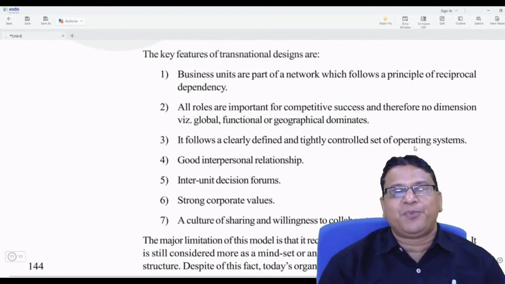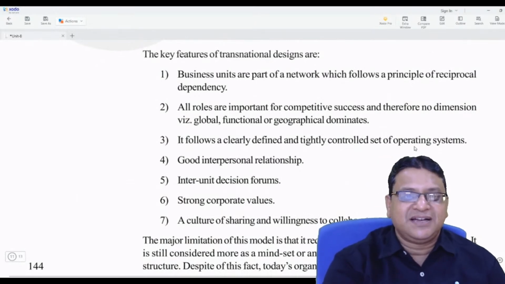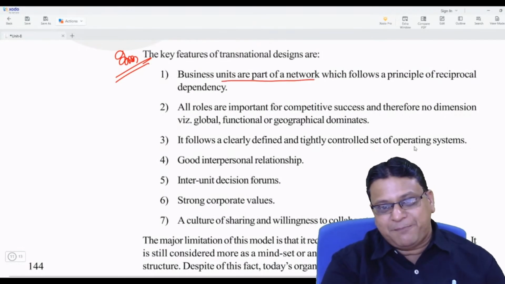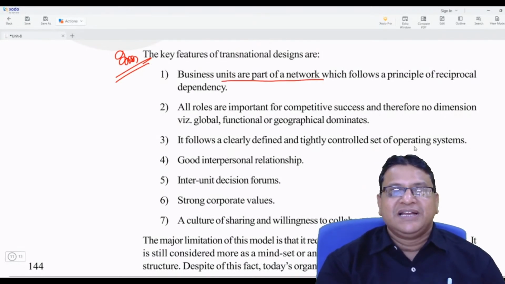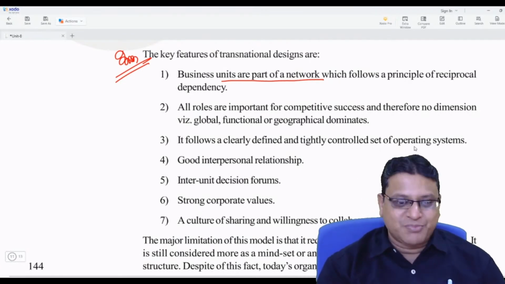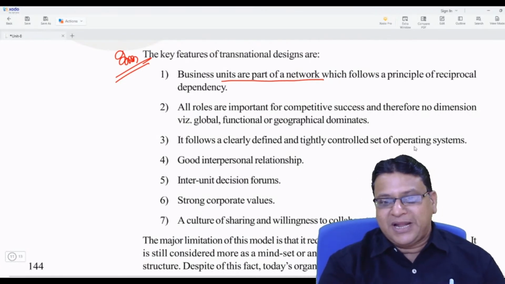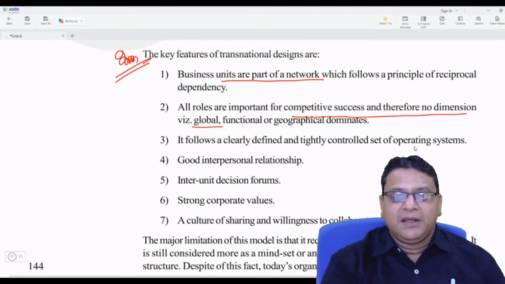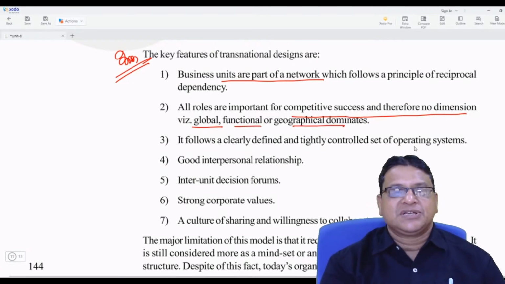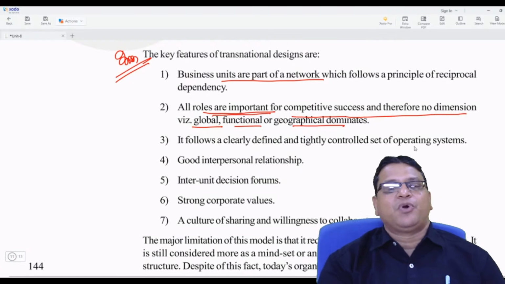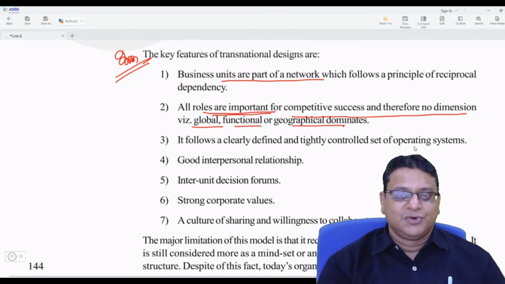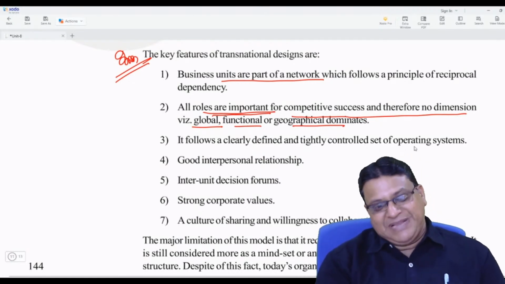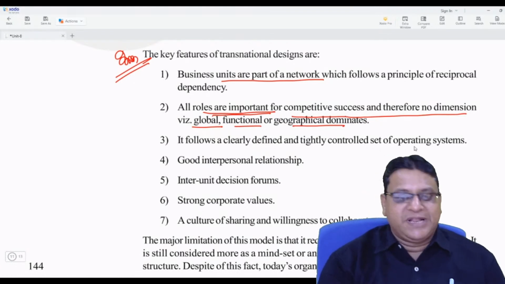What are the main features of transnational design? There are 7 important features of transnational design. This is important. The business units are a part of a network. I have already discussed it is an N-based model, not an M-based model. For competitive success, there is no dominance of any dimension, global, functional or geographic. All roles are important in this model. Global is important, functional is important, geographic is important. So it mixes the features of all the models.